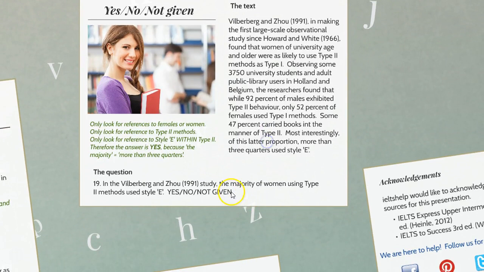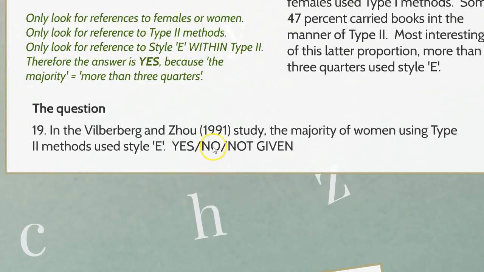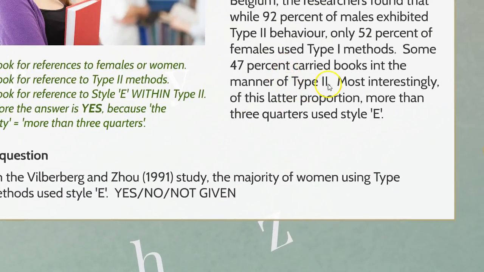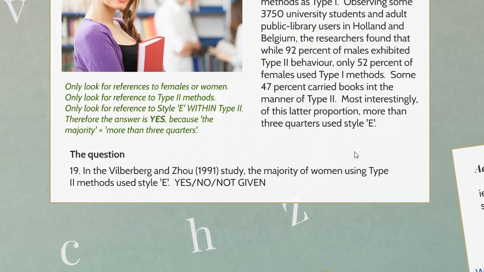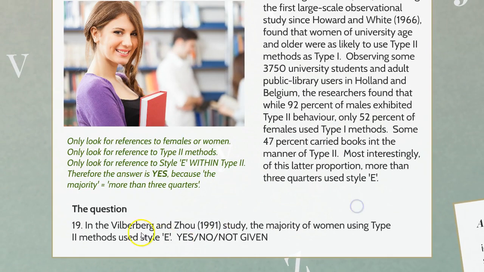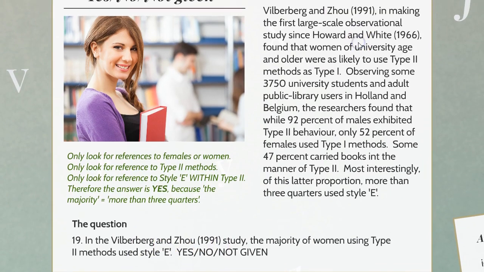Here is the question. In the Wilberberg and Joe study, the majority of women using type 2 methods use style E. Find type 2 and find style E. And now let's check, does every single part of the question match the text? It is the Wilberberg and Joe study, so that matches.